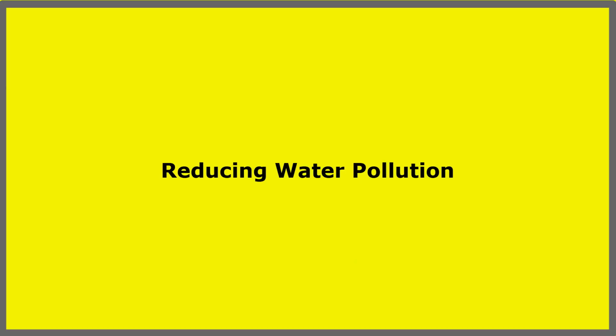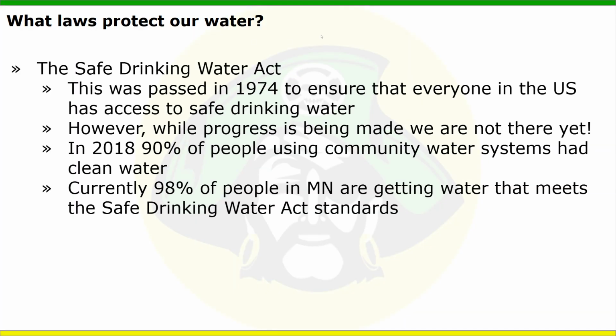Reducing water pollution. So what laws protect our water? The Safe Drinking Water Act. This was passed in 1974, which was only 50 years ago, to ensure that everyone in the U.S. has access to safe drinking water. However, while progress is being made, we are not there yet. In 2018, 90% of people using community water systems had clean water, but that means 10% didn't. Currently, 98% of people in Minnesota are getting water that meets the Safe Drinking Water Act standards.